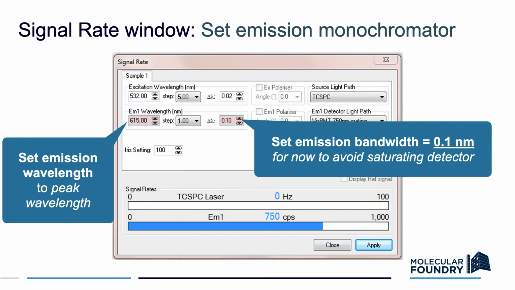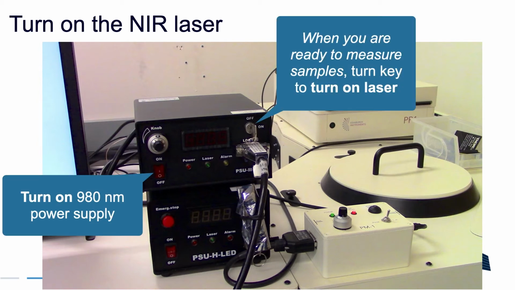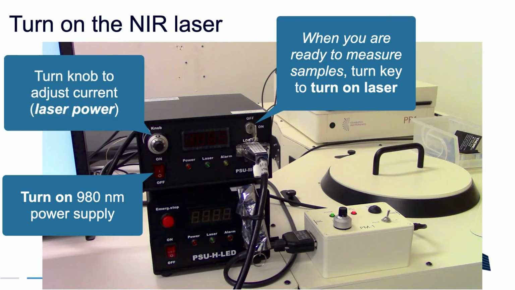You'll also set the emission bandwidth to 0.1 nanometers. This sets the slits, and right now we're going to close the slits down as small as possible to avoid saturating the detector. Next, we'll turn on the near-infrared laser power supply if it's not already on. You'll turn on the power supply, turn the key to actually activate the laser light, and then adjust the knob to your desired power. Again, the laser should not be on when you're not using it.